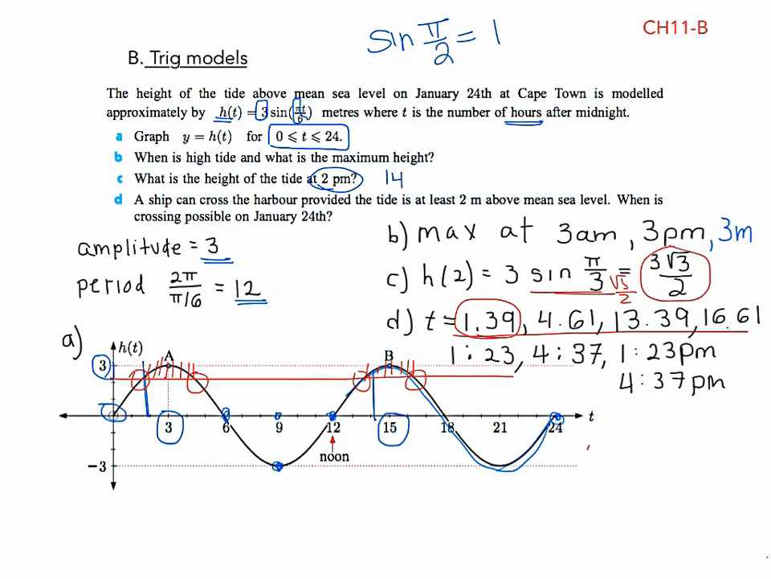How do you convert 0.39 hours into minutes? By multiplying 0.39 by 60, which gives you about 23. So you can convert these decimals into hours and minutes by multiplying the decimals by 60. So your final answer should be 1:23 a.m., 4:37 a.m., 1:23 p.m., 4:37 p.m.